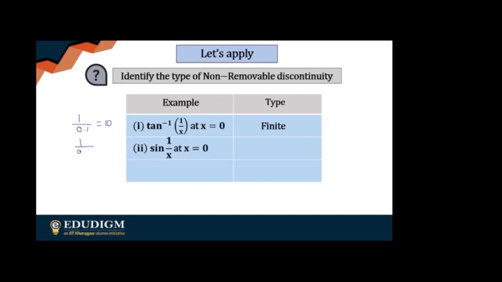Again, suppose I'm taking this particular value. This will be 100, etc. So for different values, this will range in different quadrants. Sometimes you'll get positive values and negative values. If you look at the graph, it will just oscillate between two numbers, minus 1 and 1. So this is actually the oscillatory type of discontinuity.